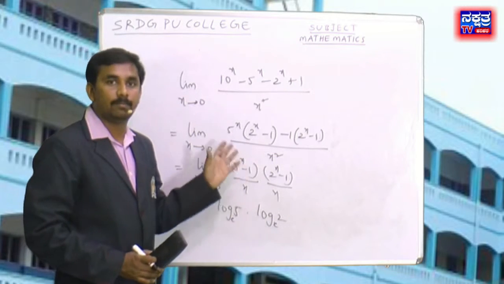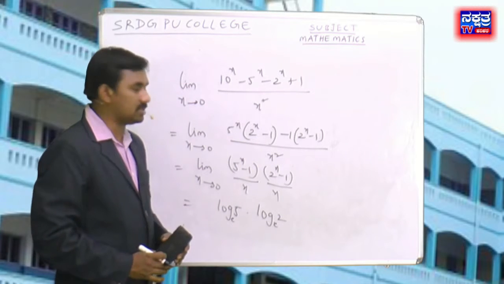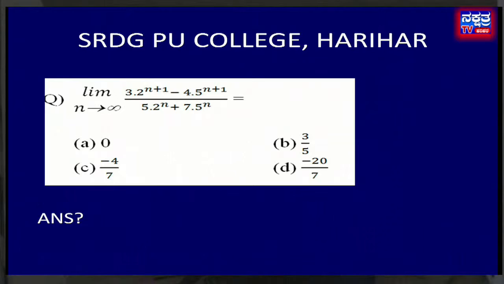One more very, very important and one new model question, this one. What's the next question? Limit n tends to infinity (3 into 2^(n+1) minus 4 into 5^(n+1)) by (5 into 2^n plus 7 into 5^n) equal to? Option A 0, option B 3 by 5, option C minus 4 by 7, option D minus 20 by 7.